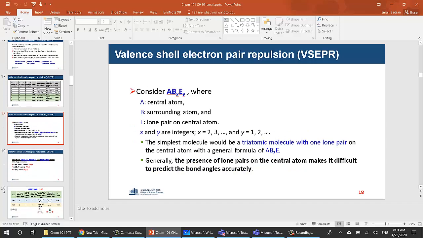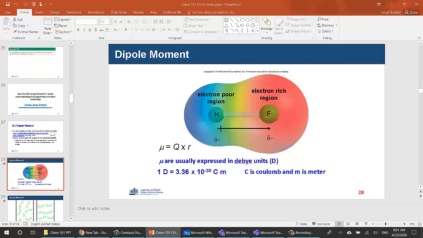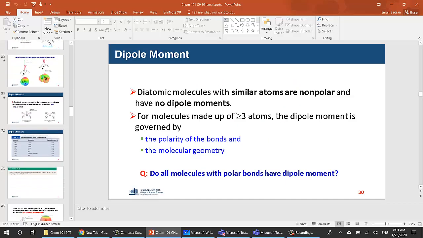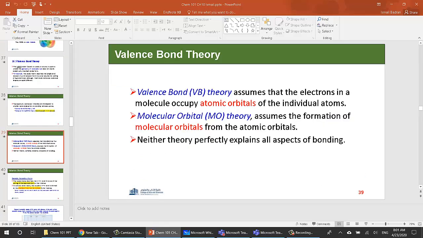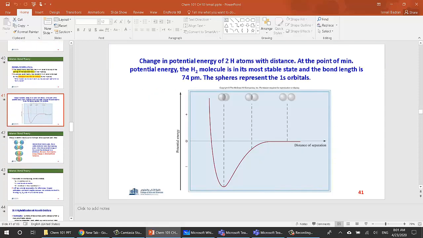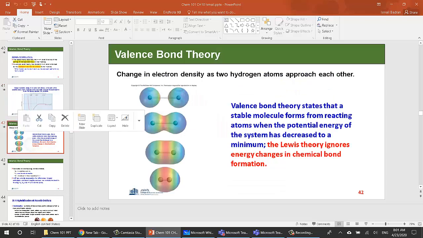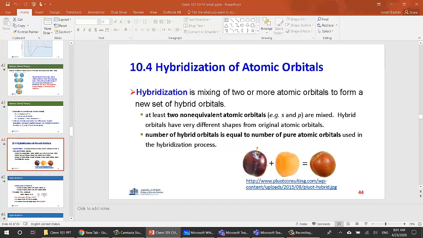Before we start that, I think there was a homework. Also, we talked about polarity, if molecules are polar or not. We talked about the valence bond theory as well. I explained briefly what the valence bond theory is and how bonds form, according to this figure. And today we're going to talk about hybridization, which is the last topic of this semester.